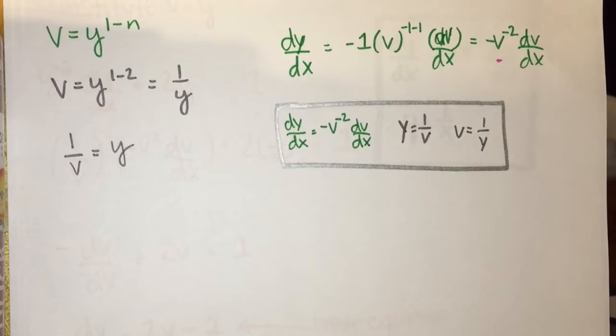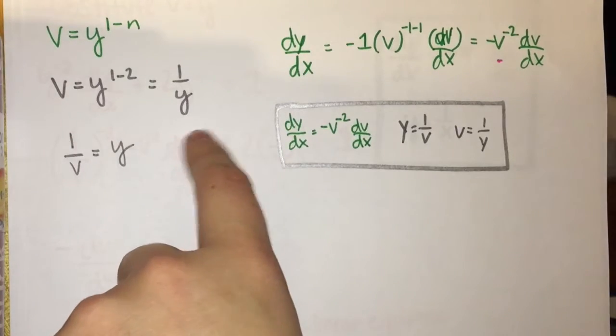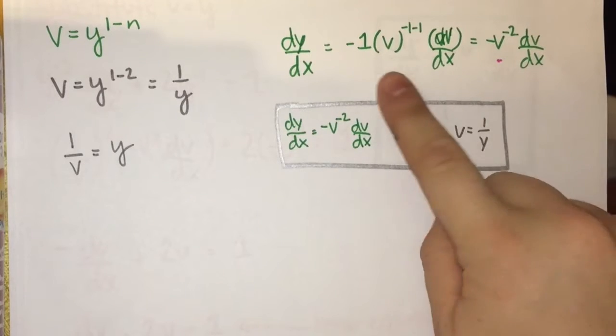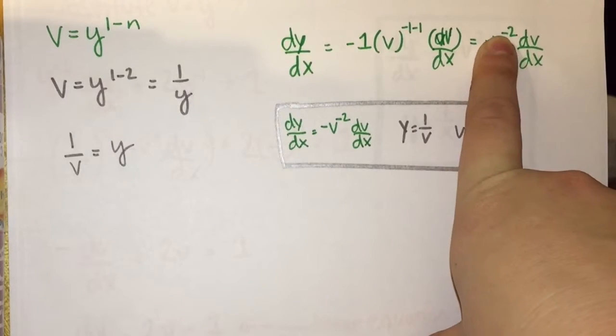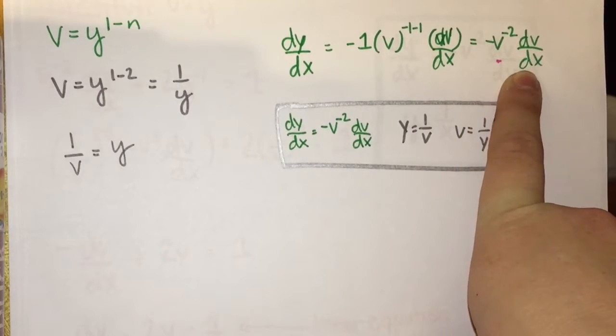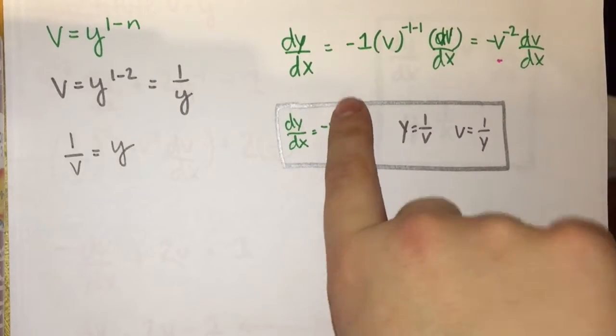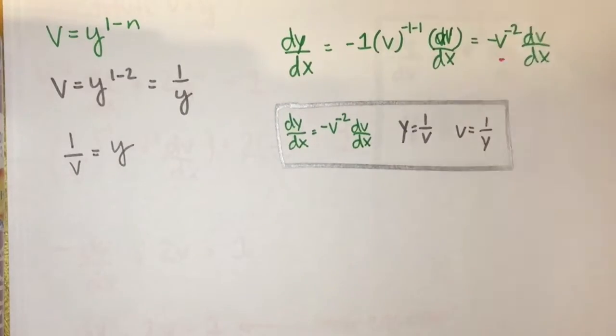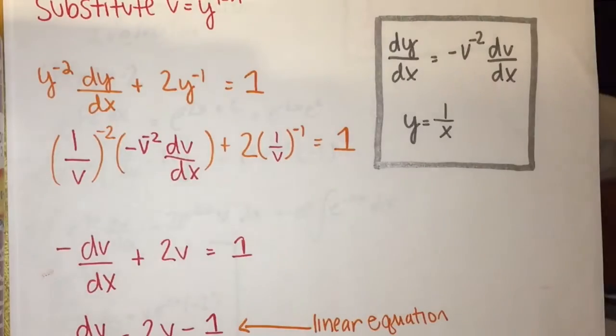And then now we're going to have to differentiate this so we can find out what dy over dx is, because if you remember in our differential equation, part of it is that there's a derivative in there. And so that comes out to negative v to the negative 2 dv over dx, and there is the math for that. These are the equations you have to remember going into the later part of the problem.